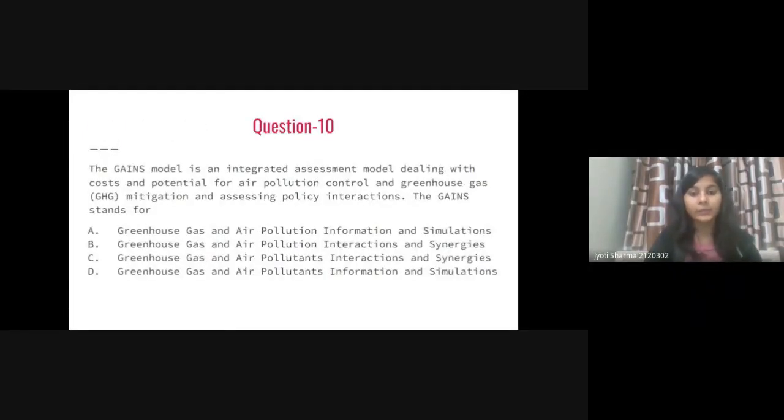Okay, this question is again related to GAINS. Here you have to tell me the full form of GAINS. I have four options in which two words are similar, greenhouse gas and air pollution, and the other two words are different: interactions and synergies, and information and simulation. So what should be the full form of GAINS? A, B, C, D. Alka gave me the answer C. Okay.